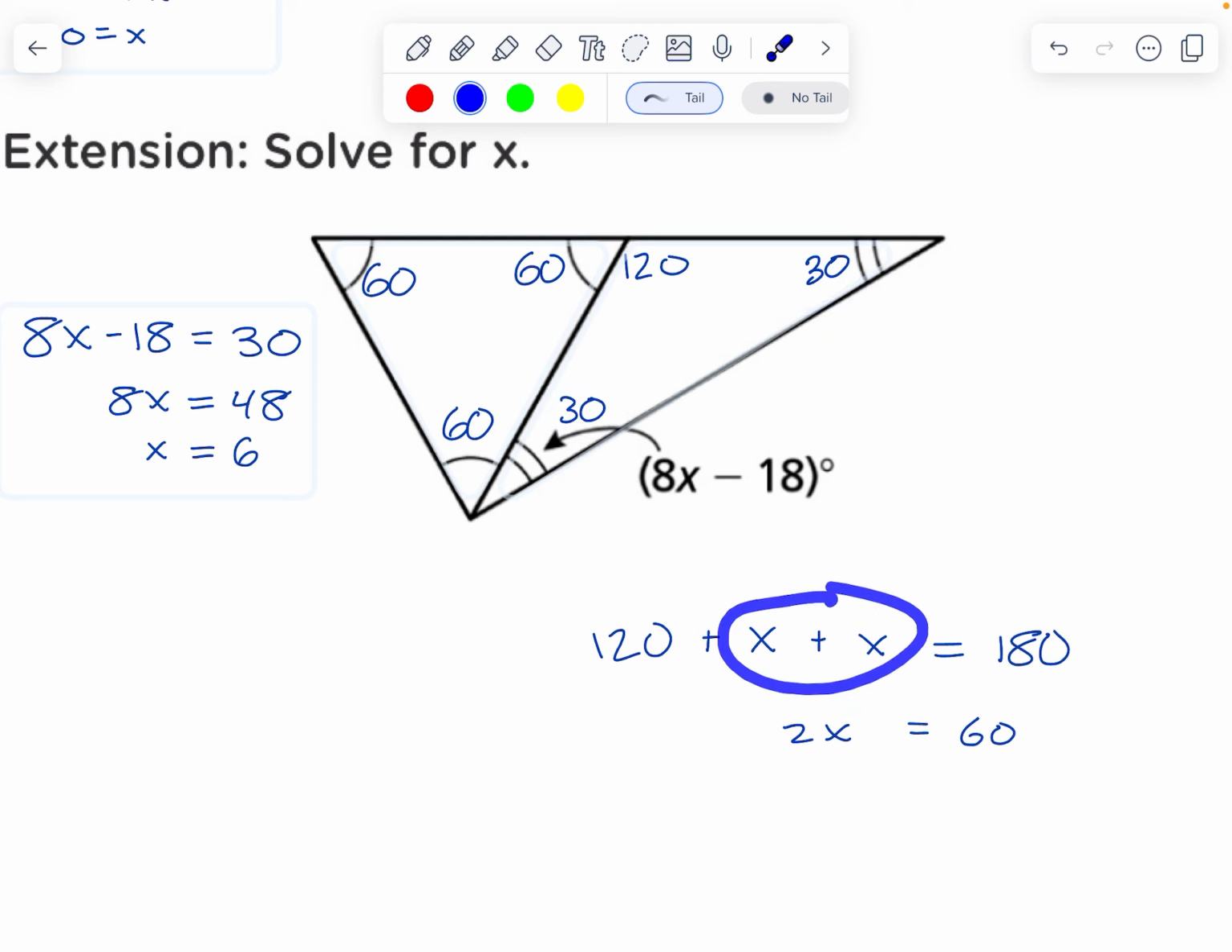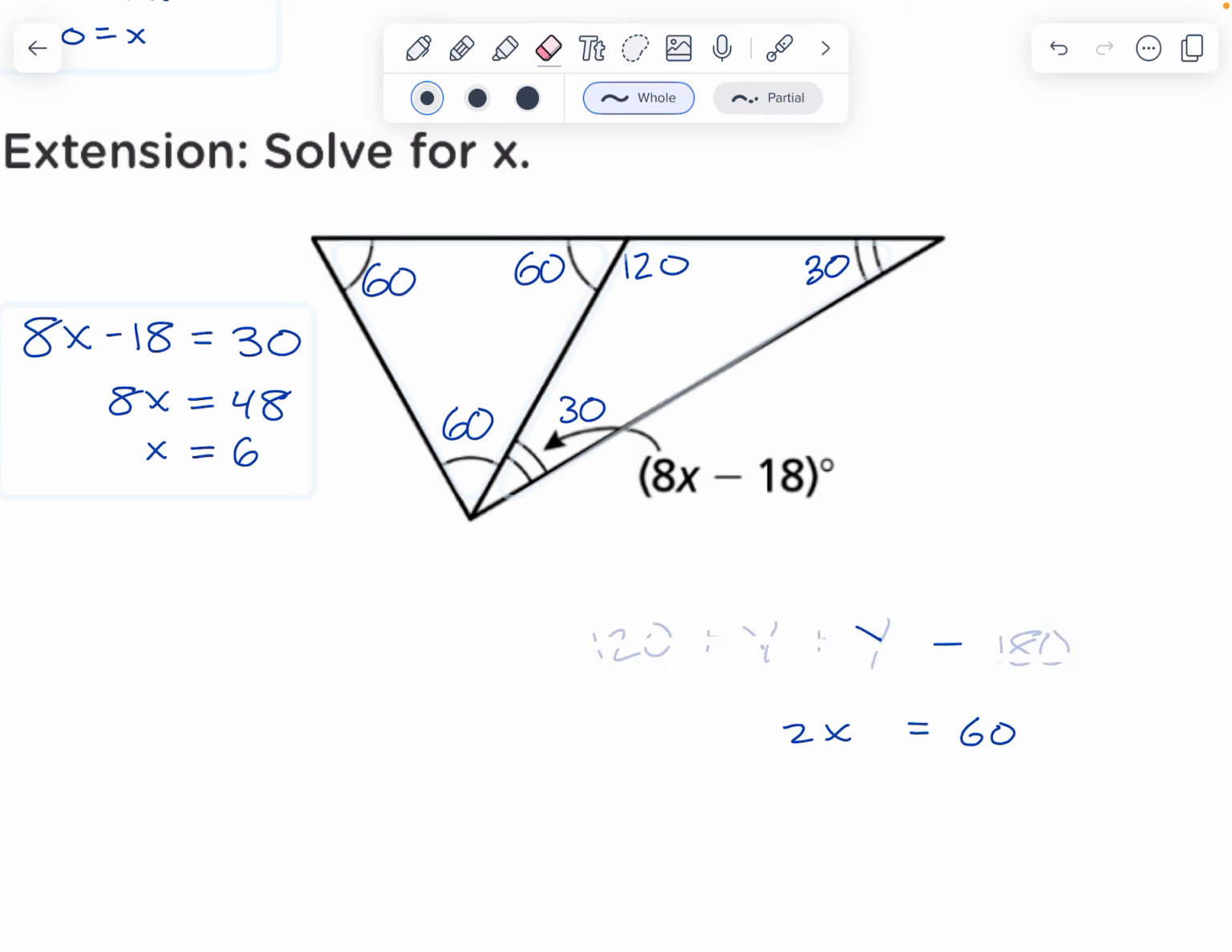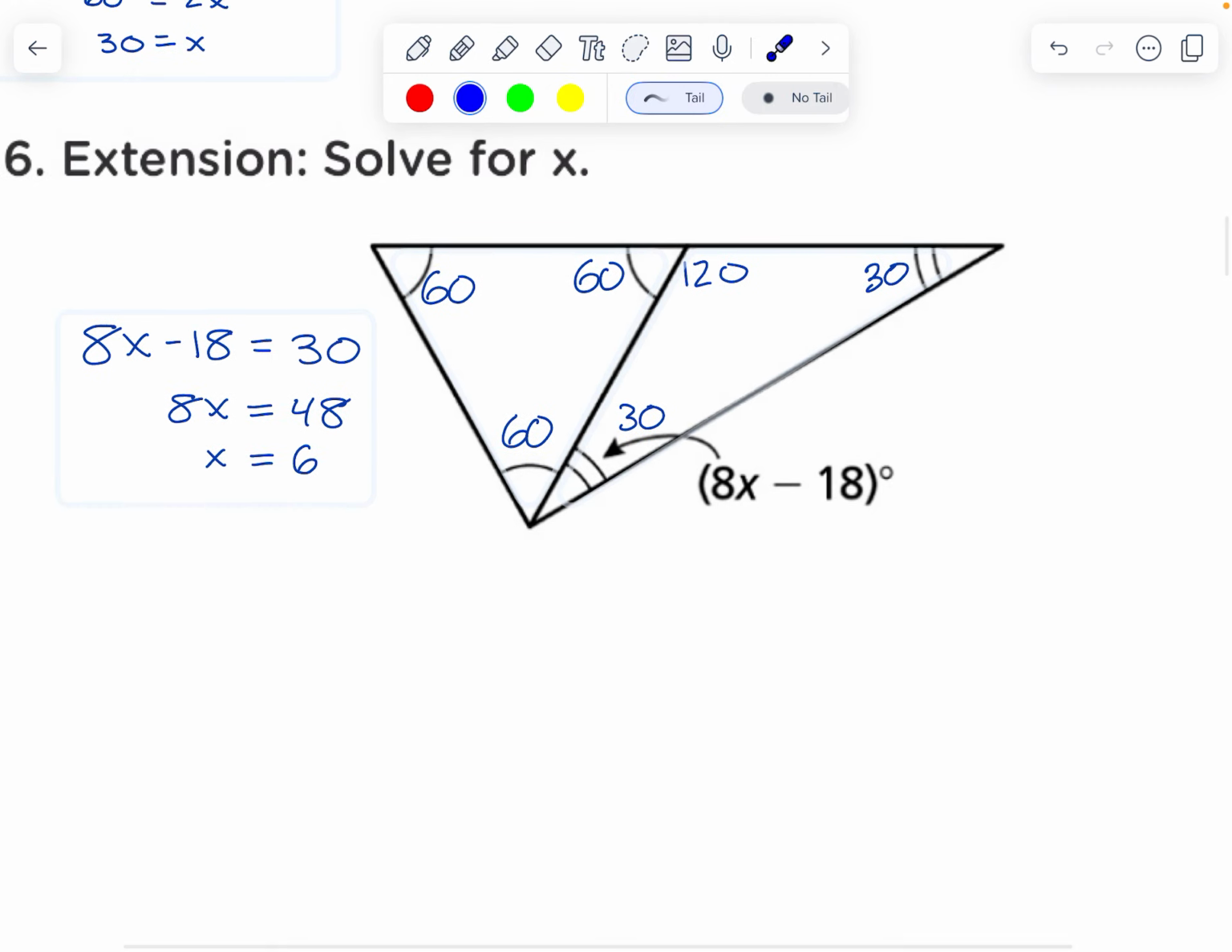That's the X that I'm talking about. I'm not talking about that X right there. So maybe I should use a different letter. That's my fault. Maybe I should just use Y. Maybe I call both of those angles Y. I get X is equal to 30. Now once I have that, that's a 30-degree angle, but it's also 8x minus 18. Set them equal to each other.